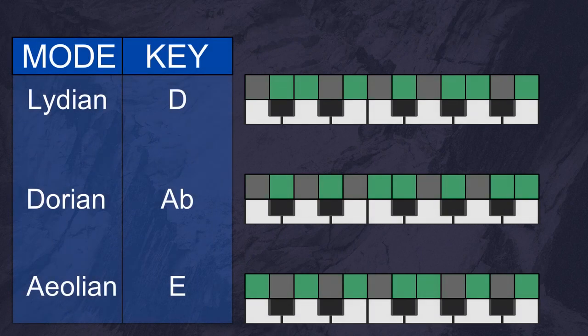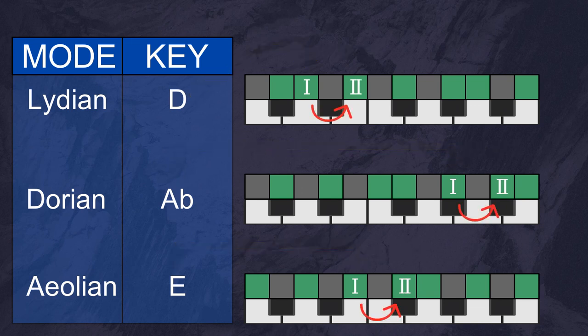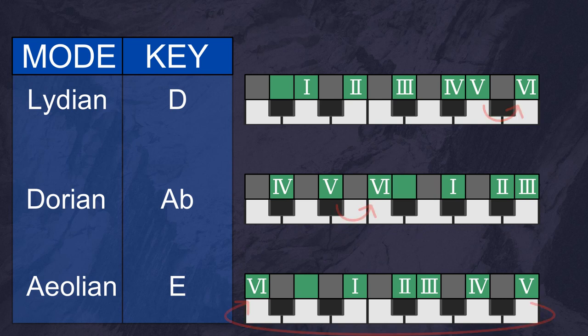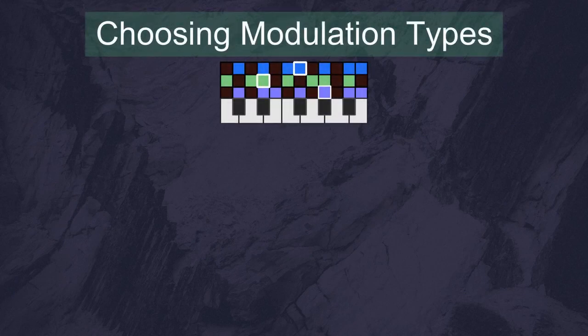For each scale, we choose a mode and a key center, and this defines what our root note will be. Then we can count up from the root note to determine what our scale degrees are, which is important information that we will need later. And once we have our scales and its corresponding degrees, we can choose how we want to modulate the scale. There are a few different methods that we can take to do this.